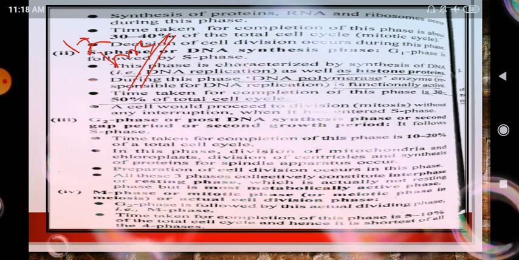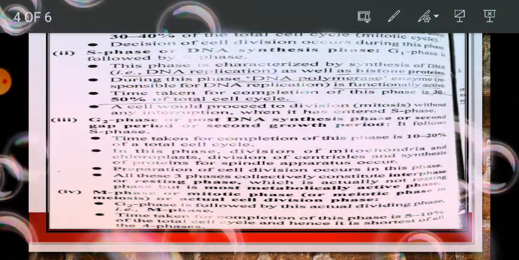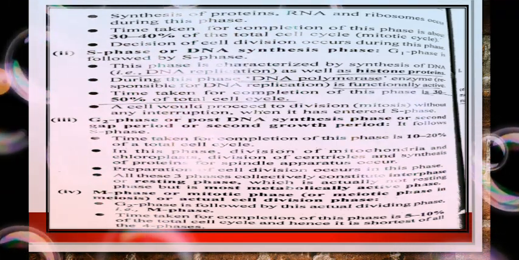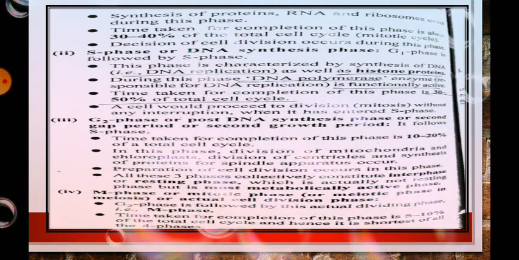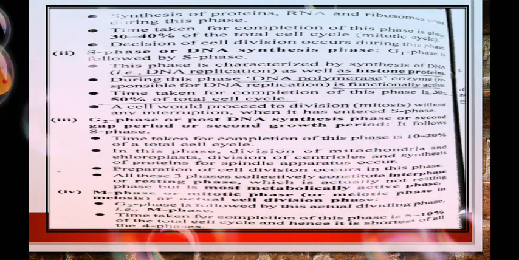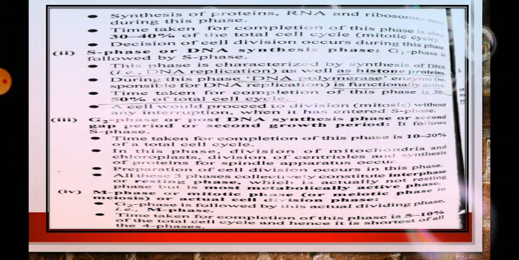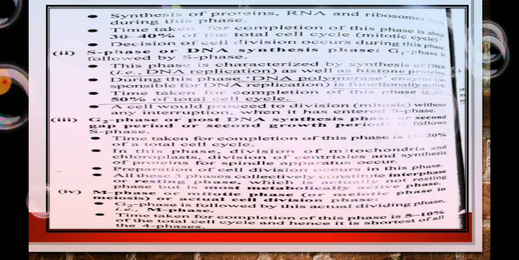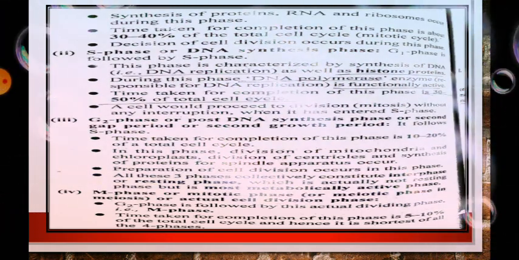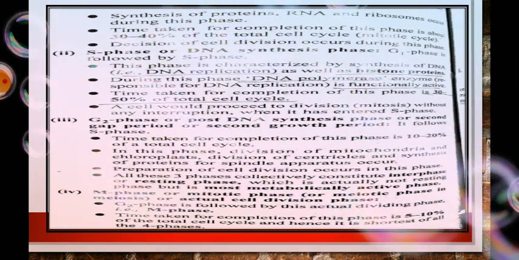Then we come to the S phase. In the S phase, it is the synthesis phase, or the DNA synthesis phase. So the G1 phase is followed by the S phase. This phase is characterized by the synthesis of DNA, that is DNA replication, as well as the histone protein, because histone protein is the main protein found in DNA. So DNA replication as well as the histone proteins.